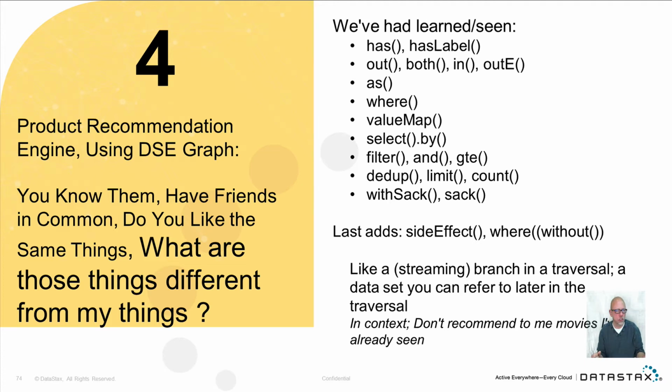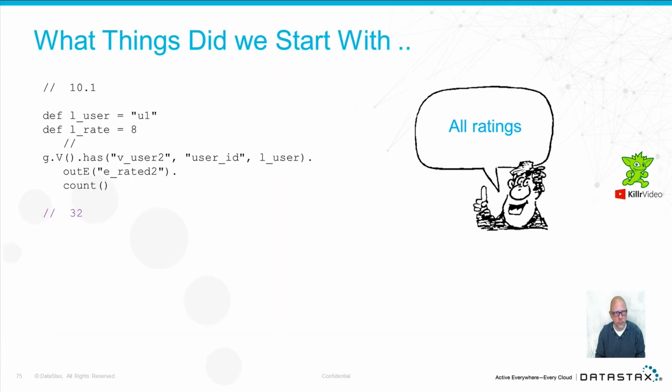Everything we've done is streaming in memory, ridiculously efficient. And in Graph, all of the tables are pre-joined via the edges. It's stupidly fast. And that's why we're going to use side effect and where without, because we need that data downstream, so we don't recommend to ourselves movies we've already seen. The programmability of Graph traversals is killer. So we're going to show you how to use where without and set up for it.